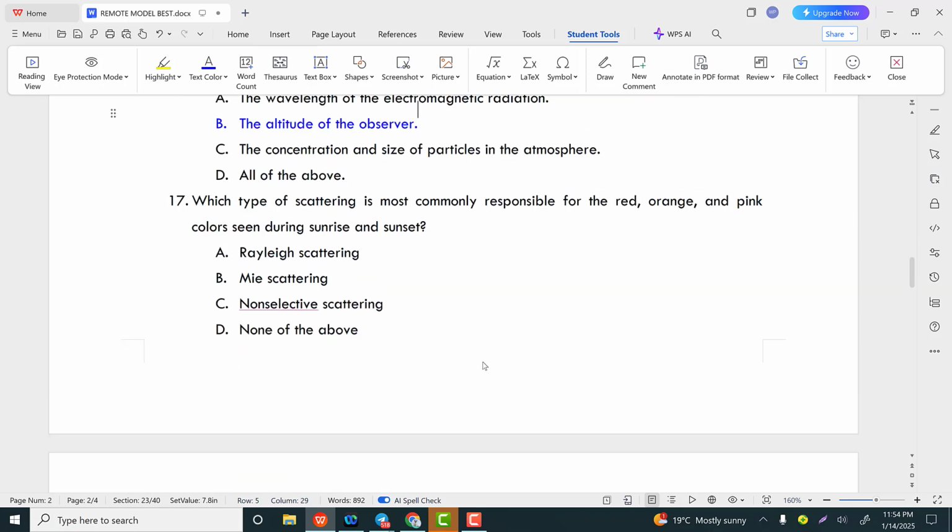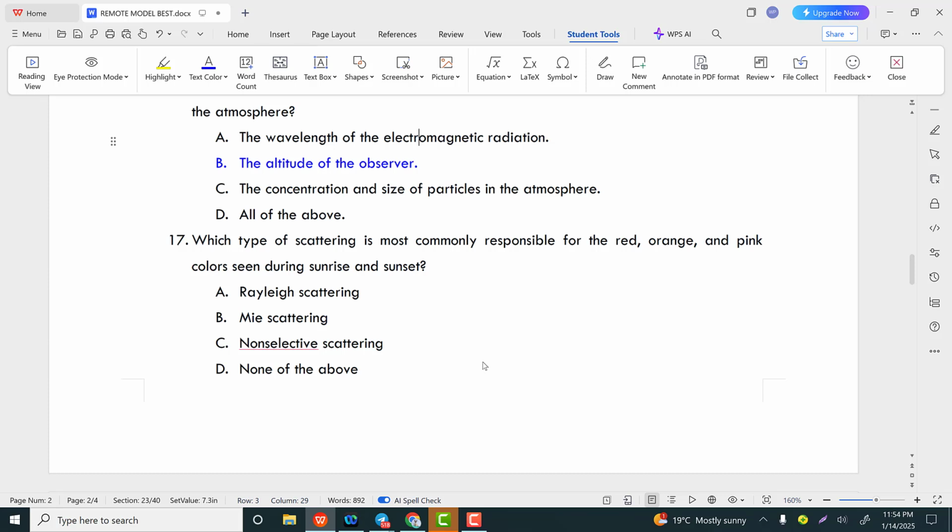Question number 17. What type of scattering is most commonly responsible for red, orange, and pink colors during sunrise and sunset? During sunrise and sunset, the sky becomes red. Sometimes it looks orange and pink. This is because of Rayleigh scattering.